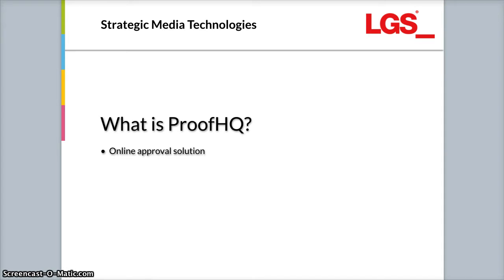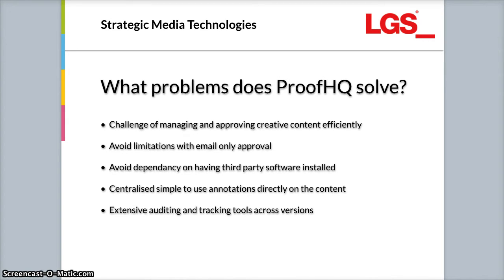Before I jump in and start showing the platform, to really frame what ProofHQ is all about, it's easier to talk first about the problem that it's actually solving. So in headline terms, that problem is the management of your creative content efficiently through an approval cycle. So what does that really mean?